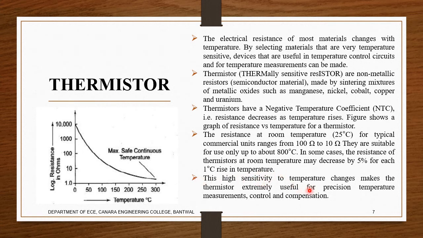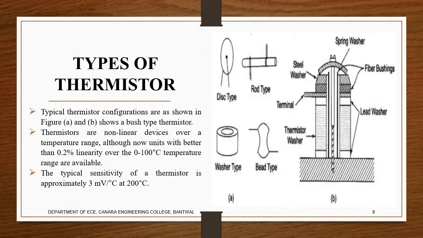This high sensitivity to temperature changes makes the thermistor extremely useful for precision temperature measurement, control and compensation. So it can compensate some of the factors there. Here we can see the different types of thermistors.